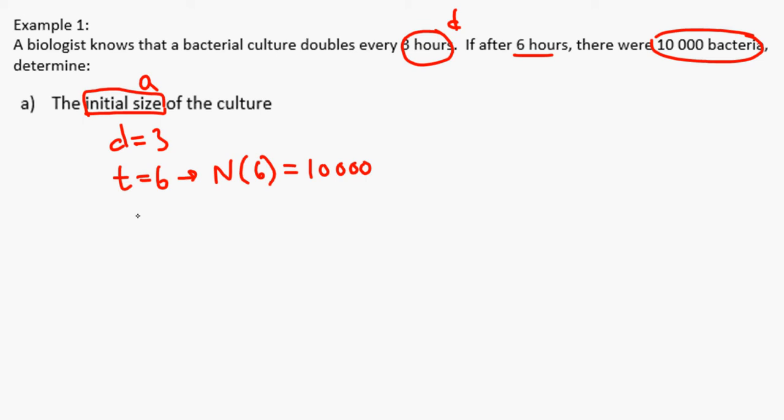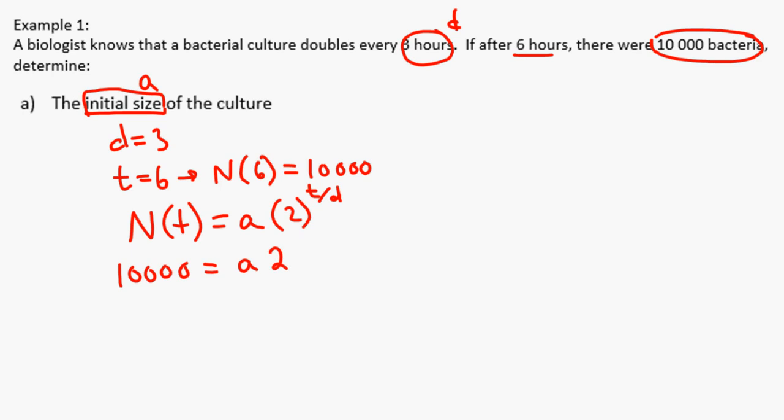So again, here's my formula: N of t equals A times 2 to the t over d. We're going to substitute and solve. So N of t, which would be my 10,000, equals A, that's what I'm trying to solve for, so I can leave it as a variable, times 2 to the exponent of t, which is 6, over 3. 3 is my doubling period, so I can simplify that, so I get 10,000 equals A times 2 squared, which of course is 4.